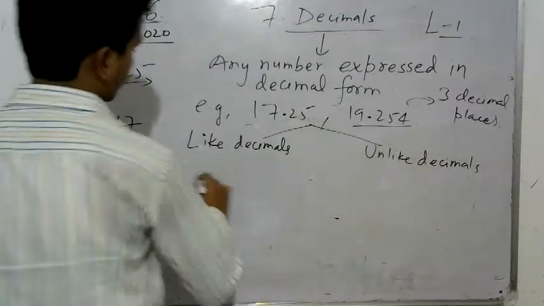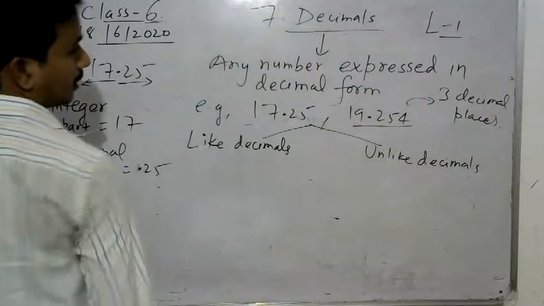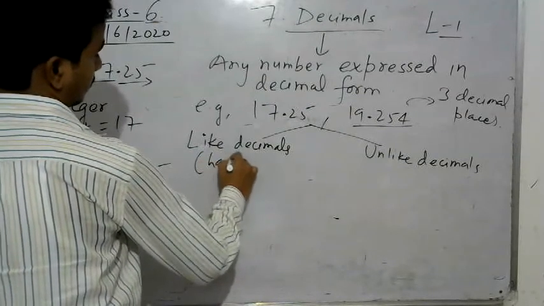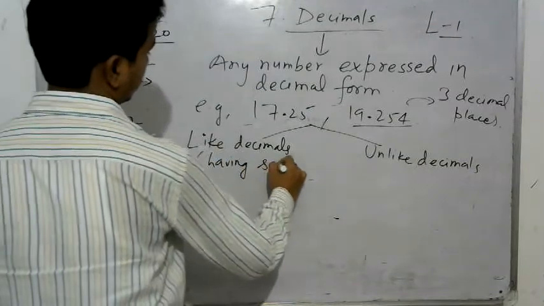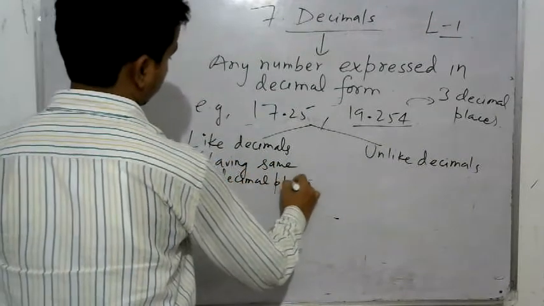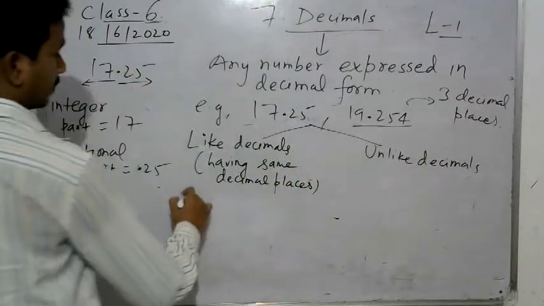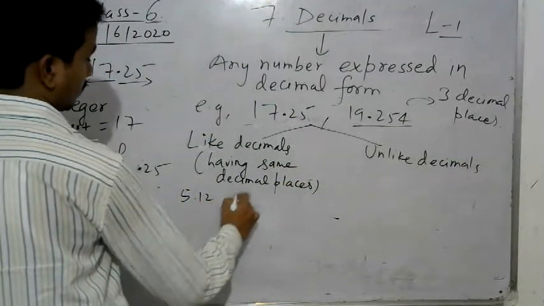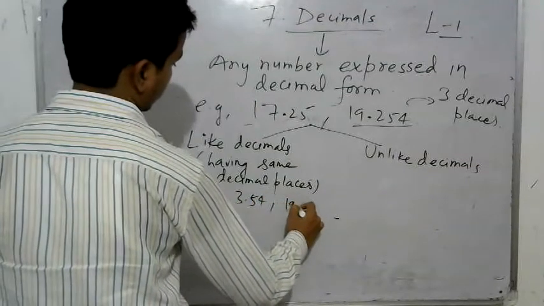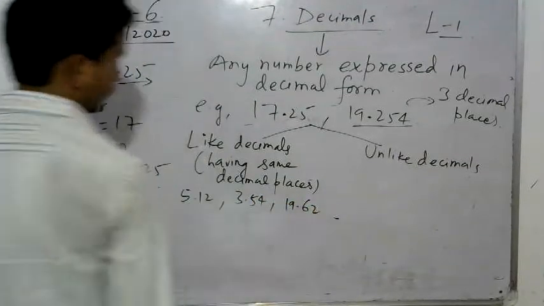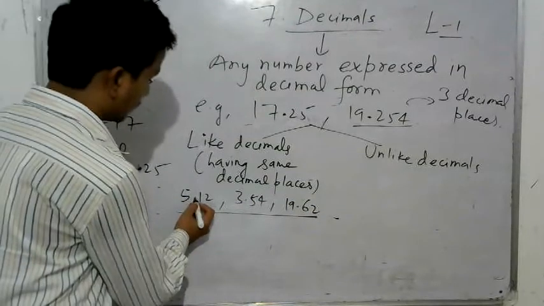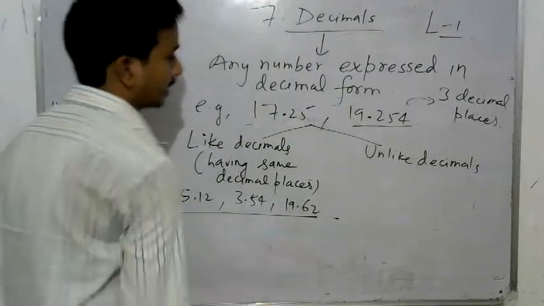Now, if two or more decimal numbers have the same decimal places, for example, 5.12, 3.54, 19.62, all these are like decimals. Why? Because after the decimal point there are two decimal places. So these are like decimals.